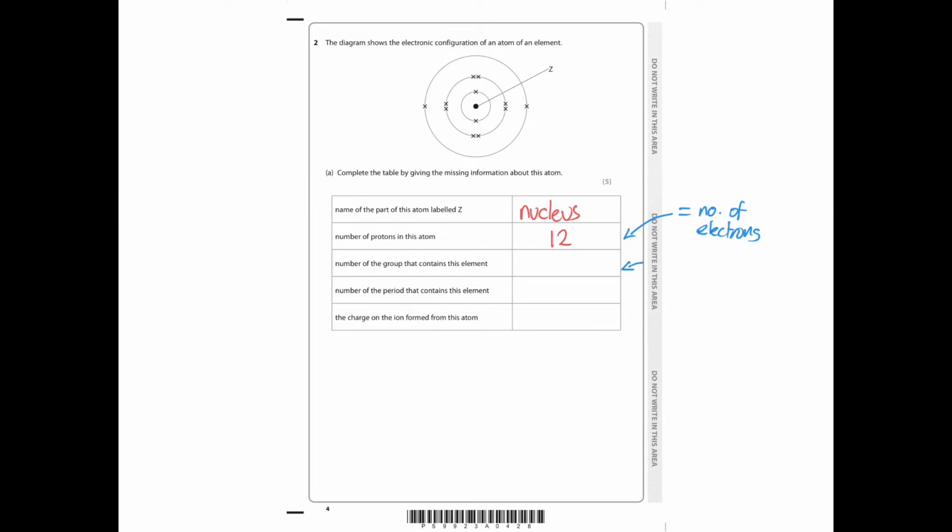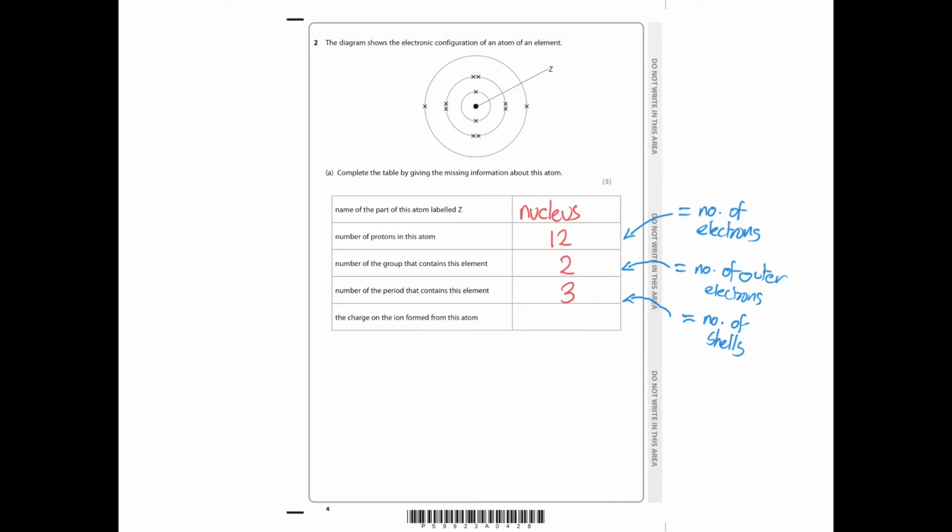The group that contains this element, well, that's going to be the equivalent of the number of outer shell electrons, which in this case is 2. The period that contains this element is equivalent to the number of electron shells, which in this case is 3.